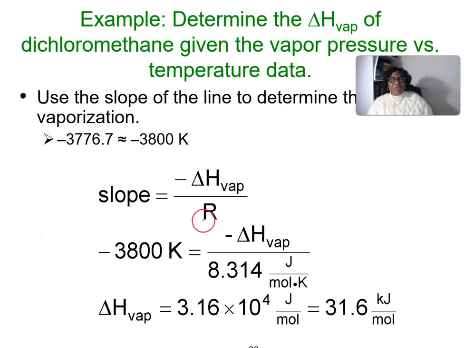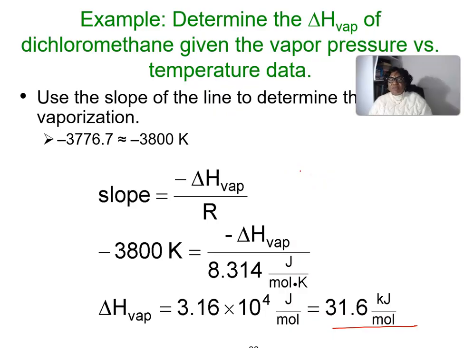From the slope, you see, slope is minus delta H bar over R, and this is the slope. Then this is the R. When we do the multiplication, we notice that our answer is 31.6 kilojoules per mole to 3 significant figures. So that is how we use a graph to find the heat of vaporization.